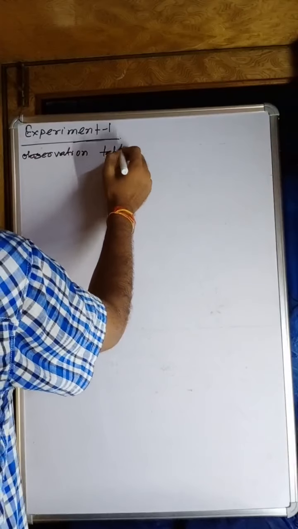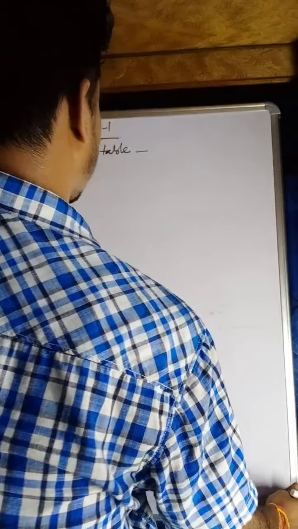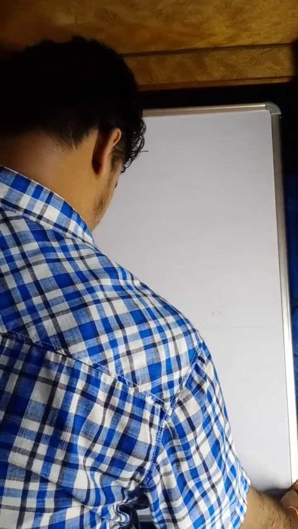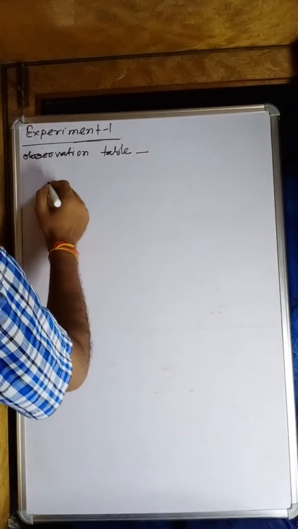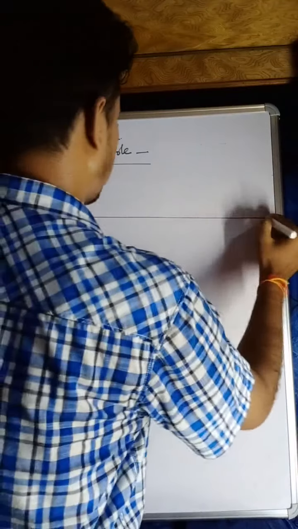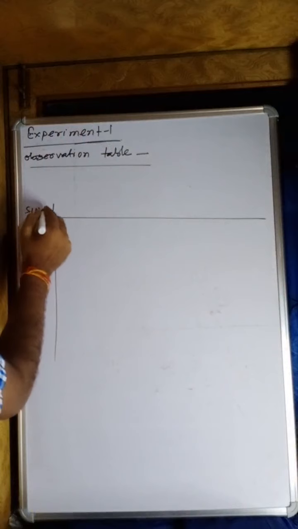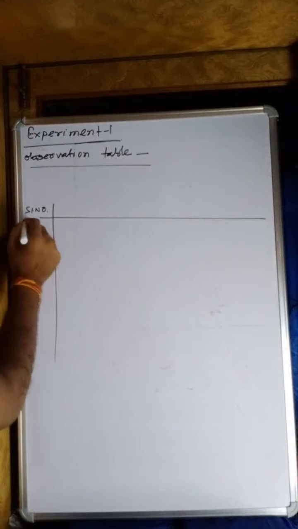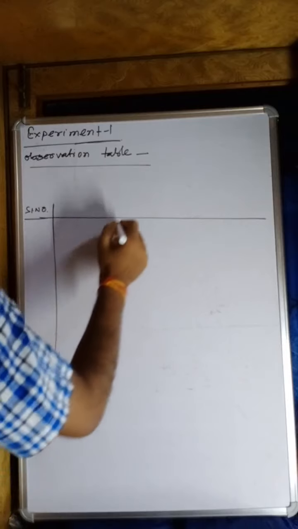Observation table. Okay, I'm going to make the observation table here. Now, my dear students, the first column will be the serial number, for however many experiments you want to perform.